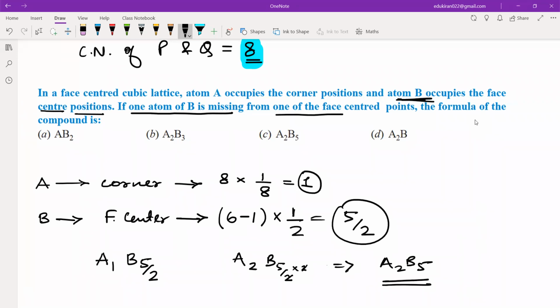Please tell me. Yes, sir. Okay. Please remember the steps. First of all, you identify the atom, the position, how many atoms are there, then the contribution, then you will get one number, circle it. Next atom, position, number of atoms, then you write the contribution of each atom, then you get one number, and then you have to make them in a whole number ratio. You will never see a formula in which you have A, B 5 by 2. So you have to make it in a whole number ratio. Please write this down. I will give you one more question.